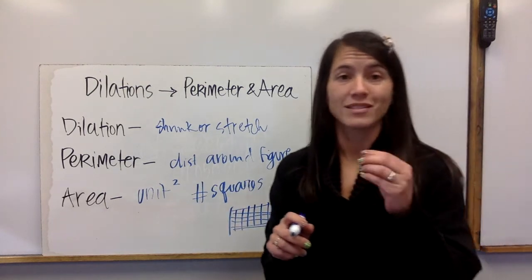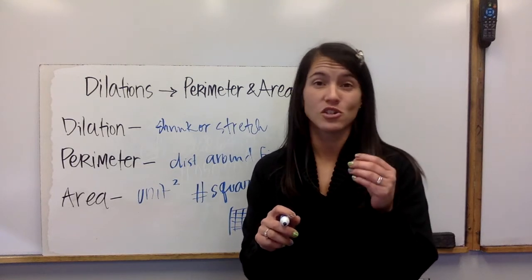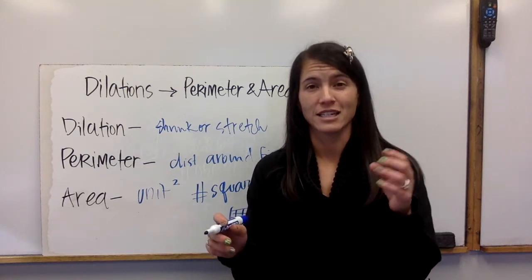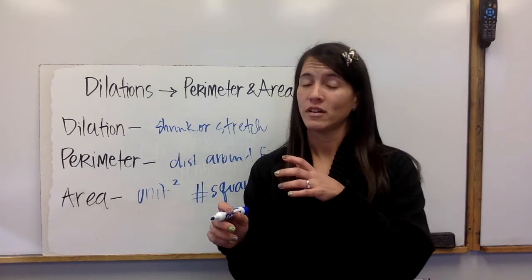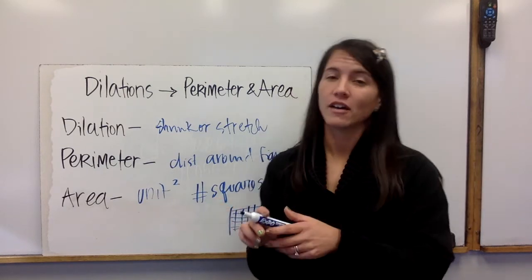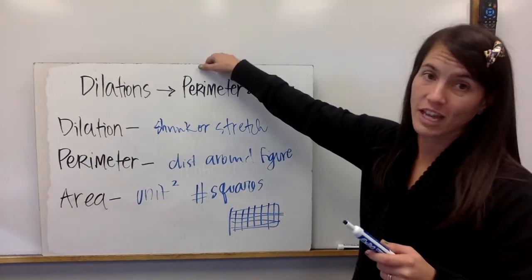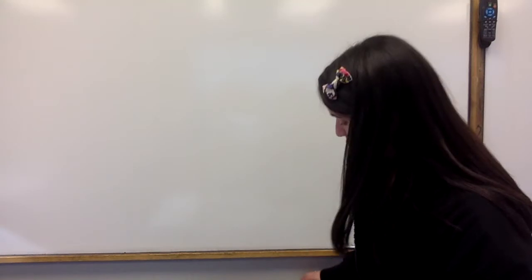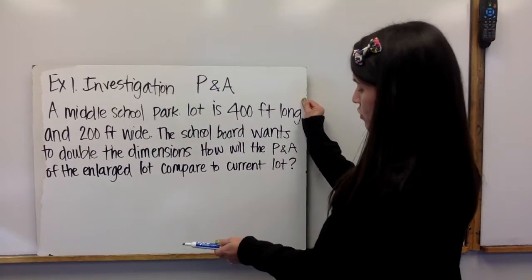So today we're going to talk about dilations and what happens when you take a shape, a triangle, and you dilate it. What happens to the perimeter and what happens to the area of that dilated shape. So at the end of it, you'll know what's going to happen. Okay, so example 1 is an investigation that I'm going to walk you through.